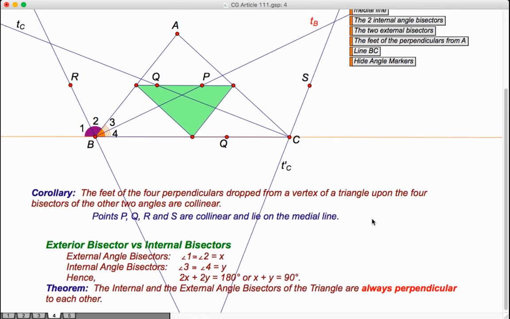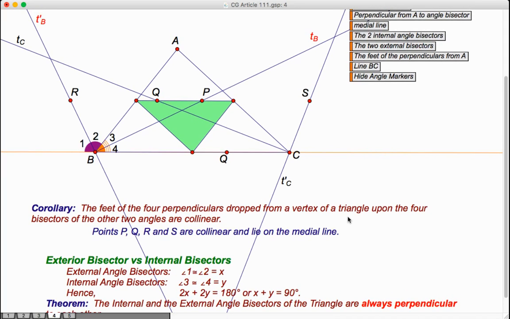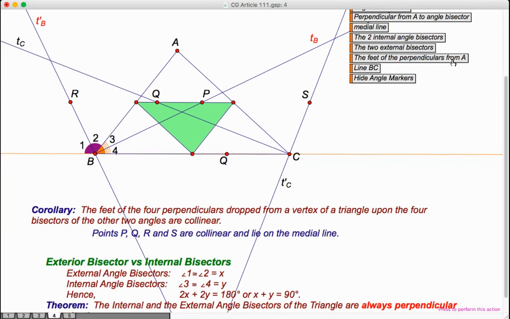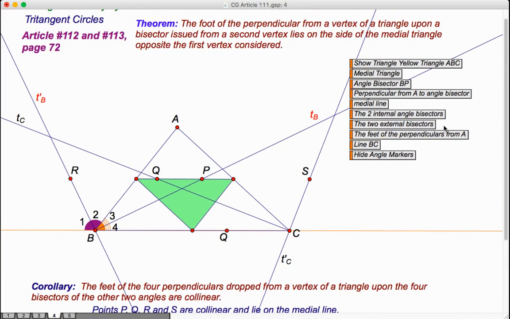Very beautiful results. So the collinearity of the feet of the perpendiculars from A is what Article 113 is all about, which is nothing but a corollary to Article 112. Thank you very much.